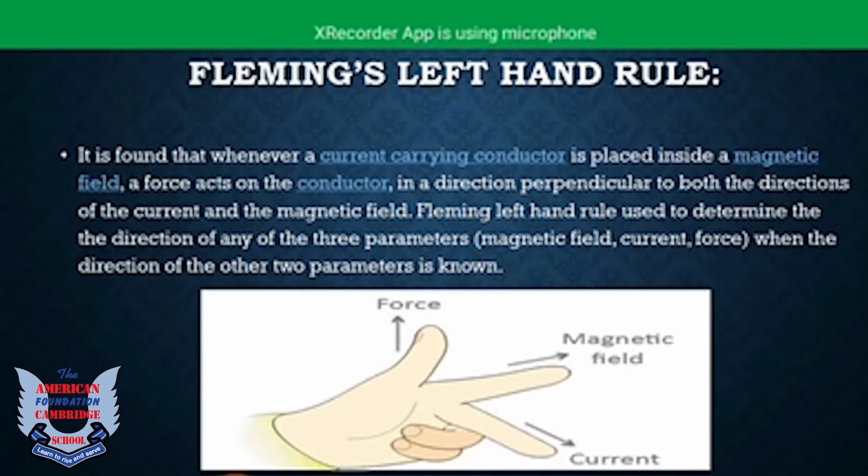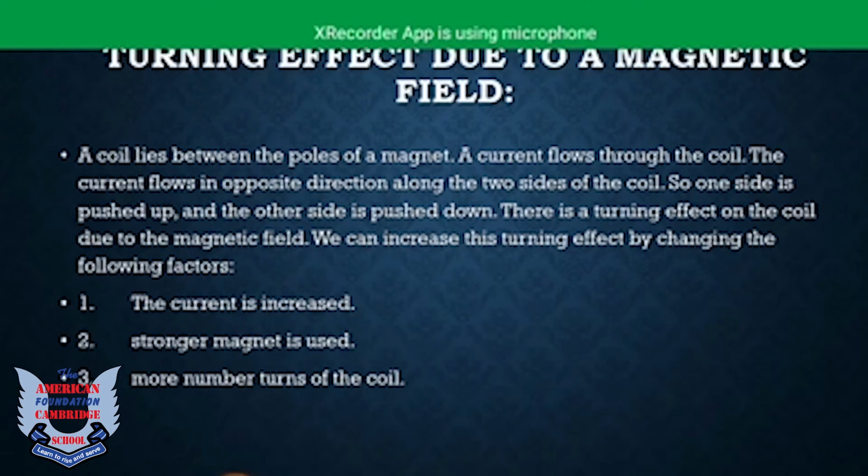Now, there are two rules we need to remember whenever we use Fleming's left-hand rule. The current direction is from the positive to the negative terminal, and the field lines always go from the north to the south pole. One more point: Fleming's left-hand rule can only give us the direction. It cannot tell us anything about the magnitude.